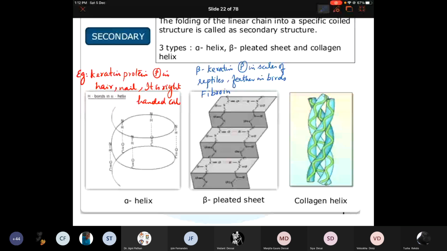Third one is triple helix. 3 polypeptides will coil to form a triple helix. Example is collagen. Here 3 protein molecules will twist among themselves. Are you getting the point?